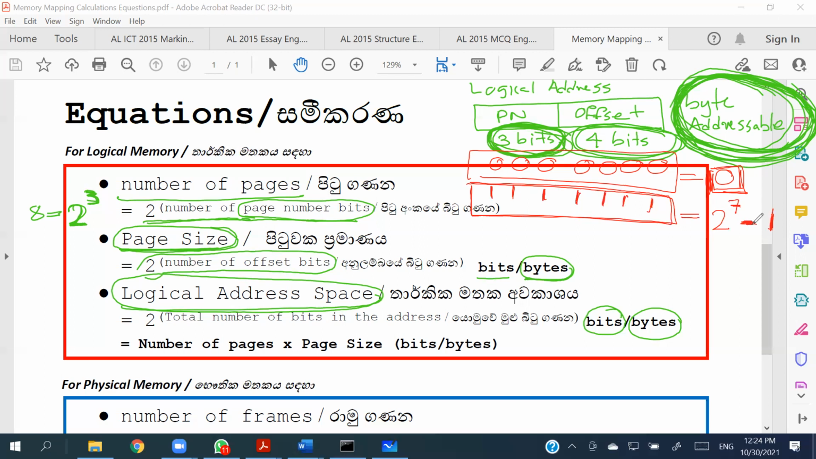So this logical address has 7 bits altogether. So the value of this scheme, when it is having all ones in the address, is 2^7, where 7 is the total number of bits in the address, minus 1. So this means what? 127.